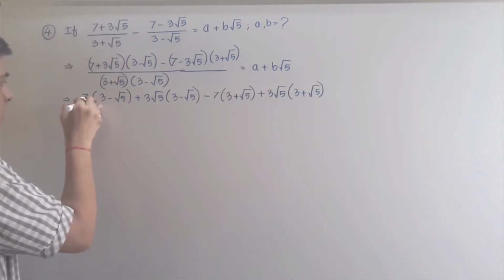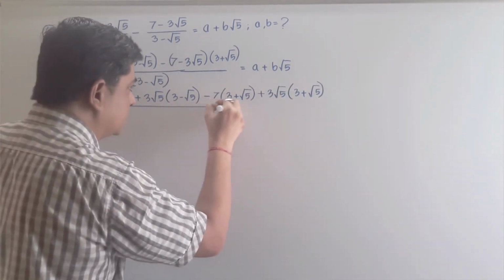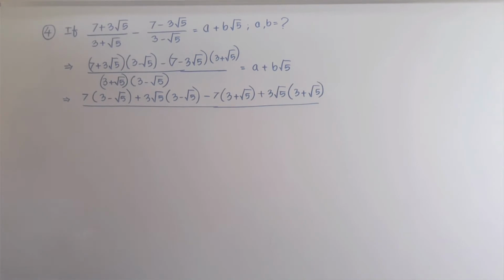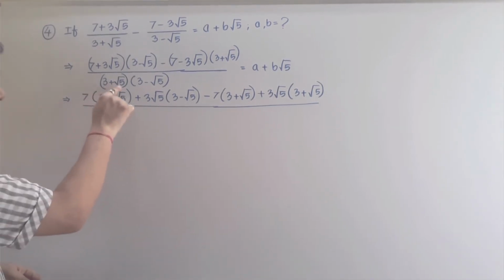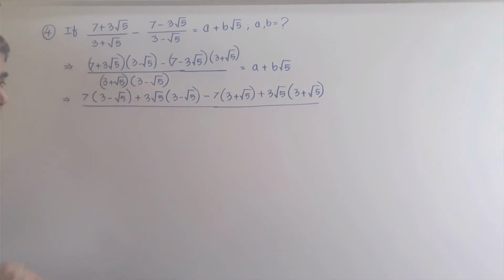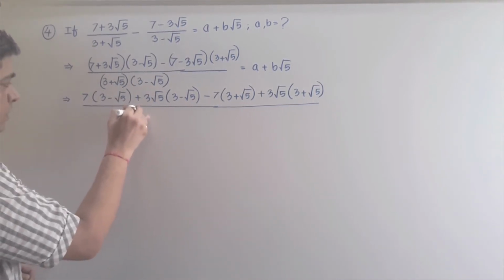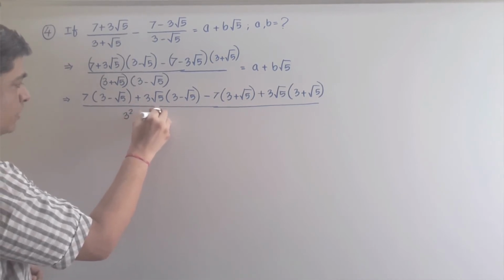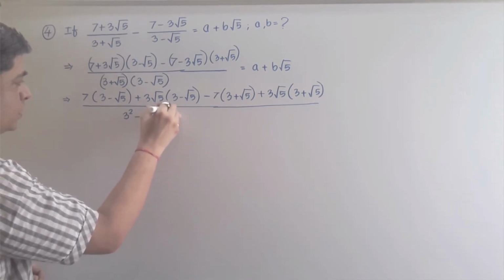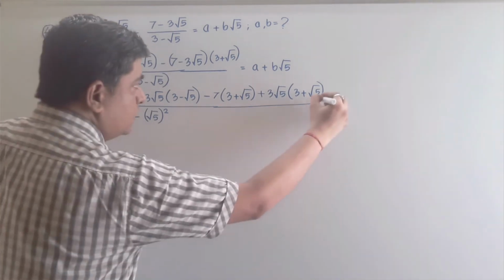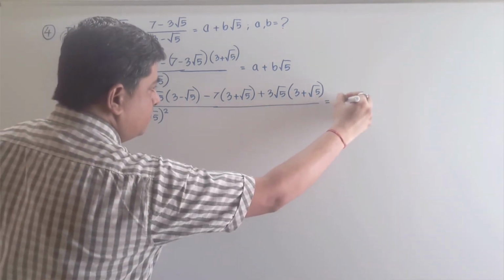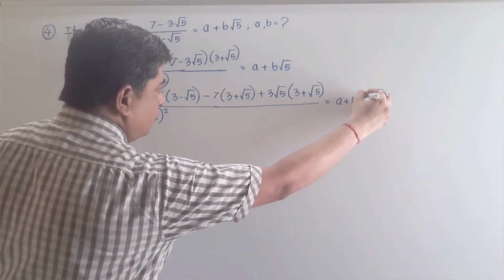Now further, see what will happen in the denominator. The denominator will be routine work, a plus b into a minus b, that will be a square minus b square. The square of 3 minus under root of 5 whole power 2 is equal to, the term is given here as a plus b under root of 5.